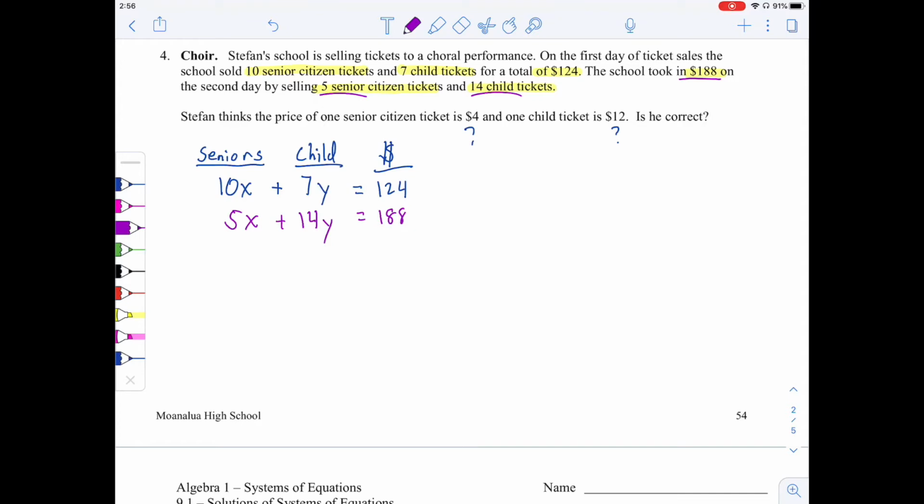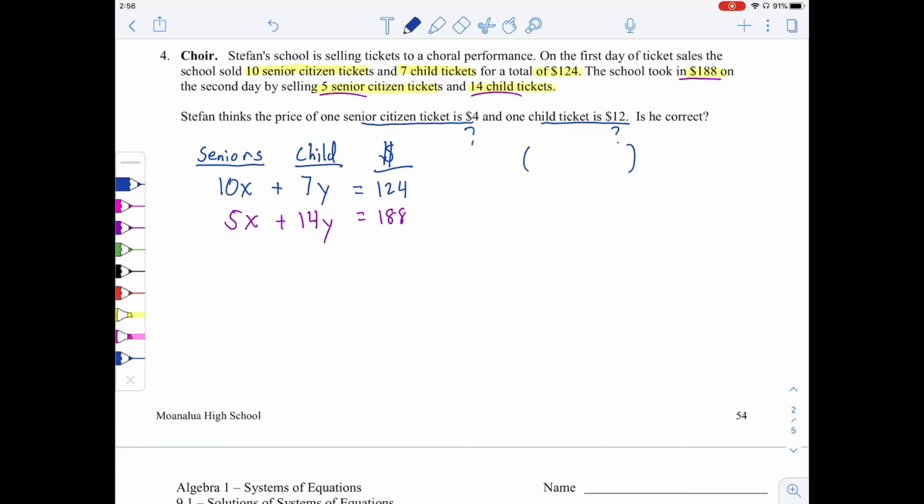So the first day we have 10 seniors, 7 children, total of $124. Second day, 5 seniors, 14 children, total of $188. That's why we have 2 equations, for the first day and second day. Then we're going to solve it and see, is Stefan right? Stefan is saying senior citizen is $4, child ticket is $12.